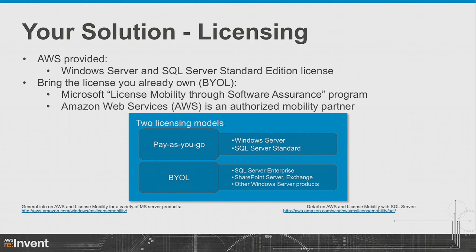One of the great things about AWS is that we give you the opportunity to have pay-as-you-go resources, so you only pay for what you use. And with license mobility, you have the ability to bring your own licenses to Amazon, so you're not necessarily having to buy licenses again that you already own.